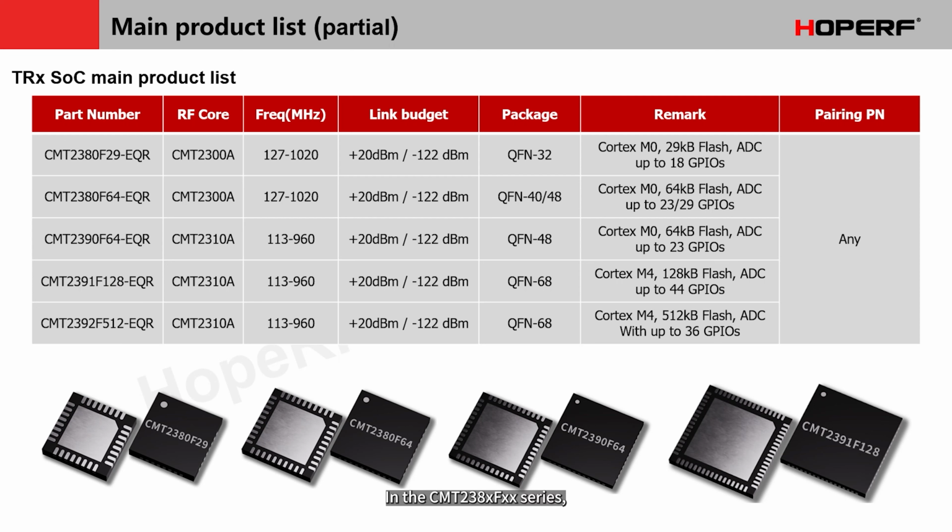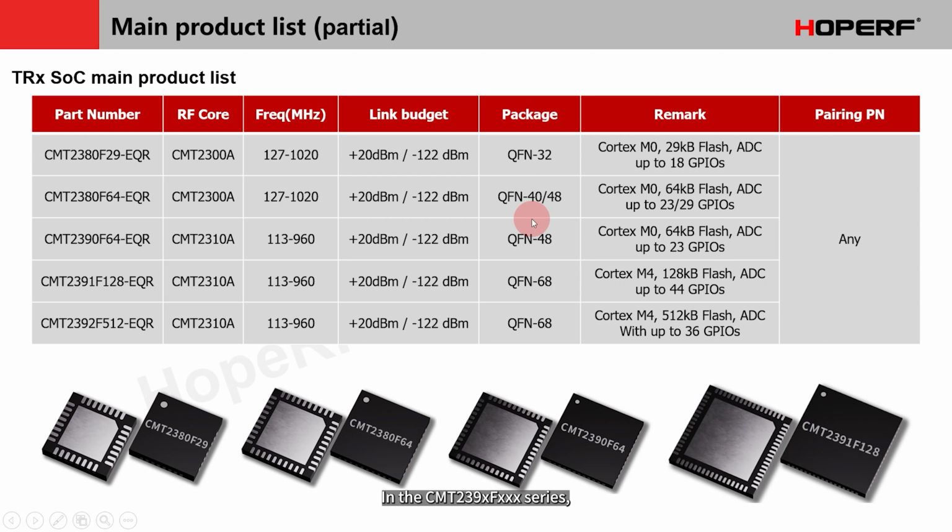In the CMT238XFXX series, the main core is Cortex M0. The RF core performance is the same as CMT2300A. The frequency range is also 127 MHz to 1020 MHz. The maximum transmit power is also plus 20 dBm. The receiving sensitivity also reaches -120 dBm. The F29 package uses QFN 32. F64 has two packages, QFN 40 and QFN 48.